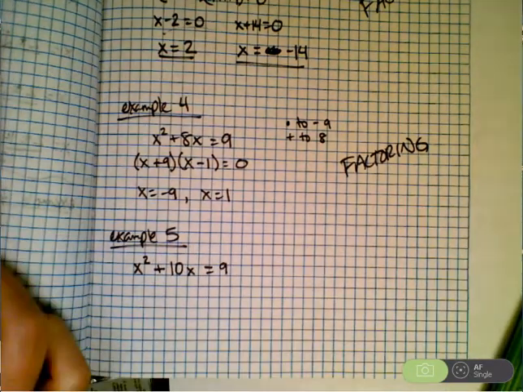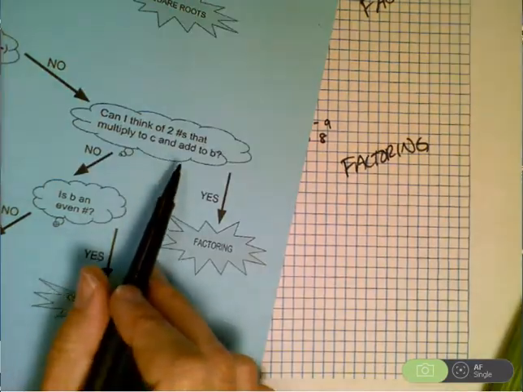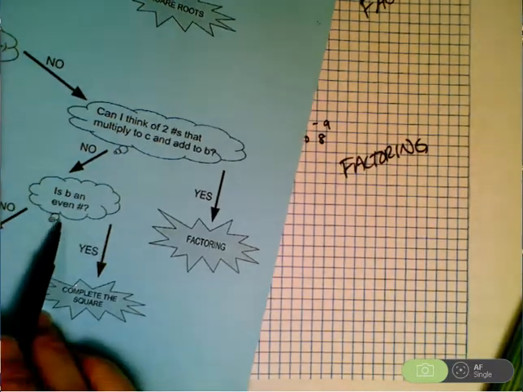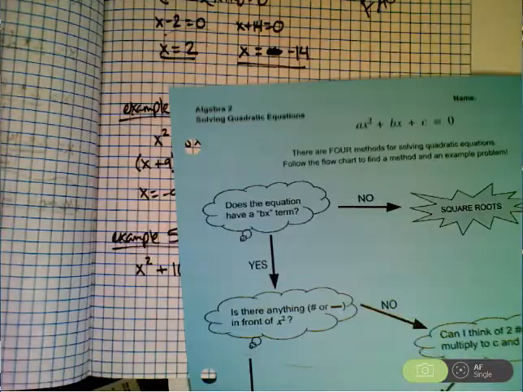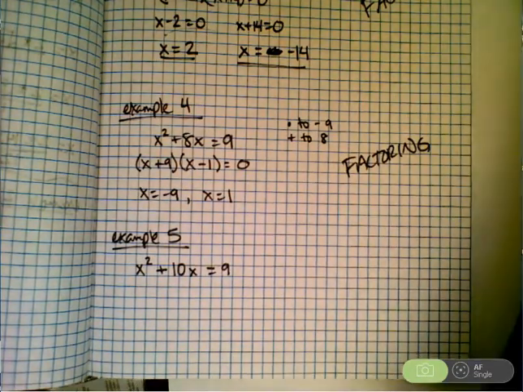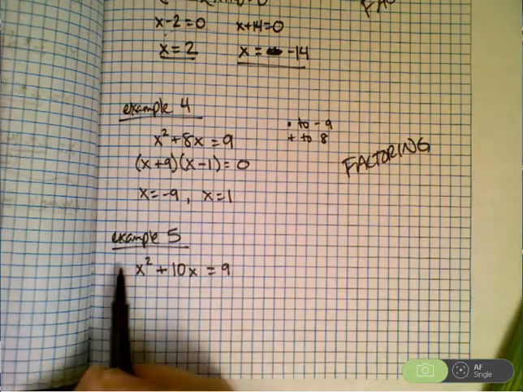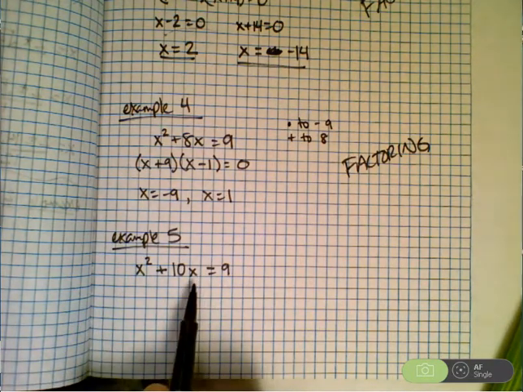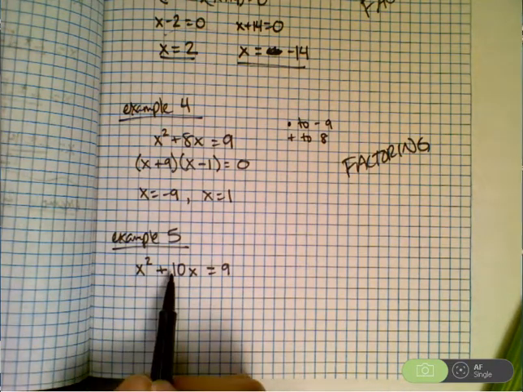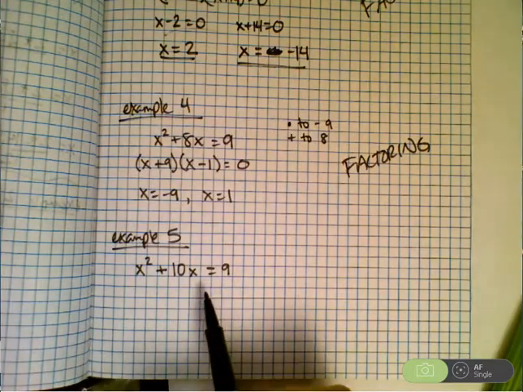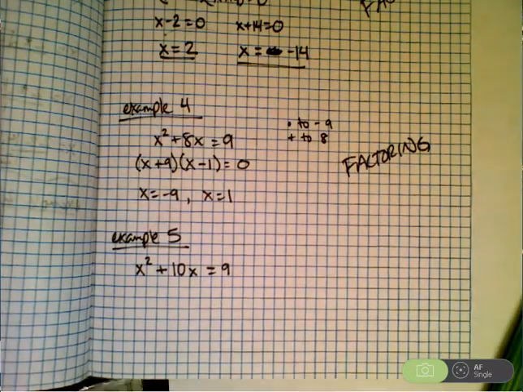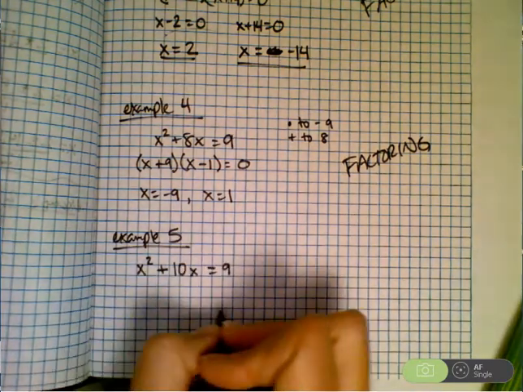So in this case, we get to here. We say, is b an even number? In this case, b is an even number because b is 10. So we're going to solve this one by completing the square. This could also be solved by the quadratic formula. If this was not an even number, it would be really easy to do it that way. Actually, all of these can be solved by the quadratic formula, but the quadratic formula is the one that has the most potential mistakes in it.